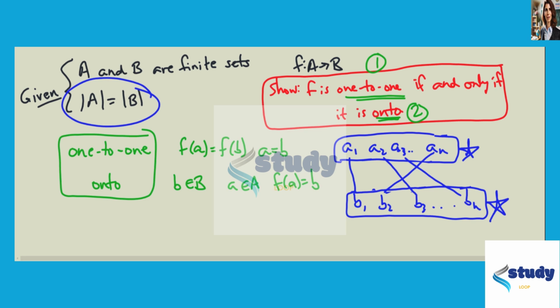Now, this is a function. So I can't have two b's going to the same a. I could not have b sub 2 and b sub 1 both going to a sub 1. Otherwise, it wouldn't be a function. So we can't have that. But if every b has to go somewhere, then every a will have to be taken, because if each b needs a pair and two b's can't share one, they will each have to have their own. And that is the definition of 1 to 1. So these two things are true: f is 1 to 1 if and only if it is onto.